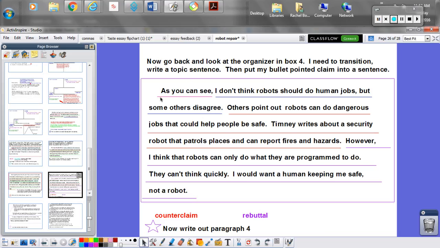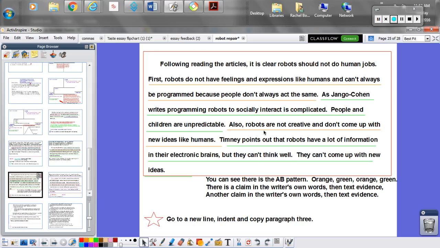So again, also, robots are not creative and don't come up with new ideas like humans. Again, I'm getting that from right here. Now, I write, Timney points out that robots have a lot of information in their electronic brains, but they can't think well, they can't come up with new ideas. You can see there's an A-B pattern here. Orange, green, orange, green. This is the writer's own words and then text evidence, the writer's own words and then text evidence. That's a pattern that we need to follow. So when you're trying to tell what it says in the text, say, as the author writes, and then tell me what the author said. Or as the author points out, and tell me what the author said. So you make a point and you back up a point. Now, after we go through this video, you will come back and you will write down paragraph 3.